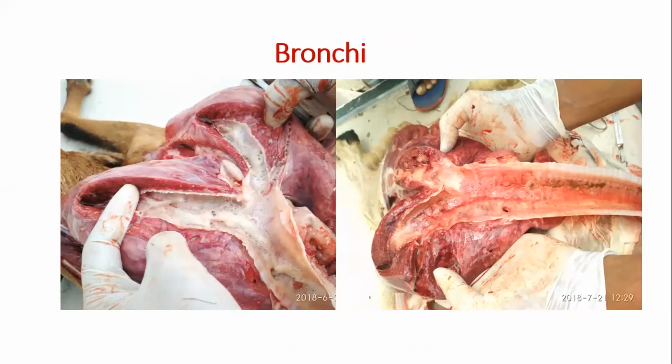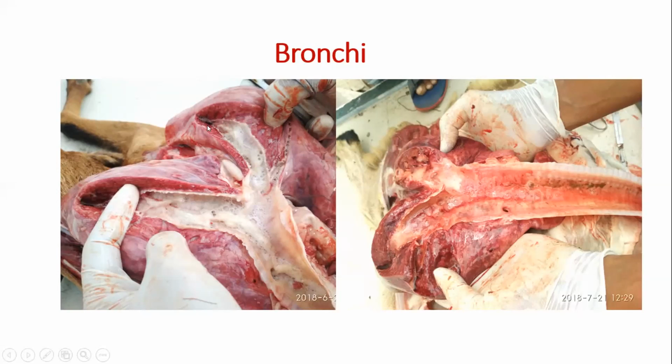Then the bronchus also should be cut open very thoroughly, going to the deeper portions, and if you want to take impression smears, we have to take impressions from these particular areas. Whatever exudate is there, we can take exudate from that particular area.